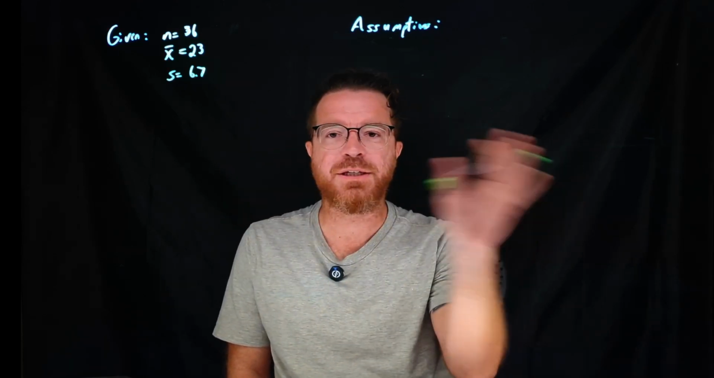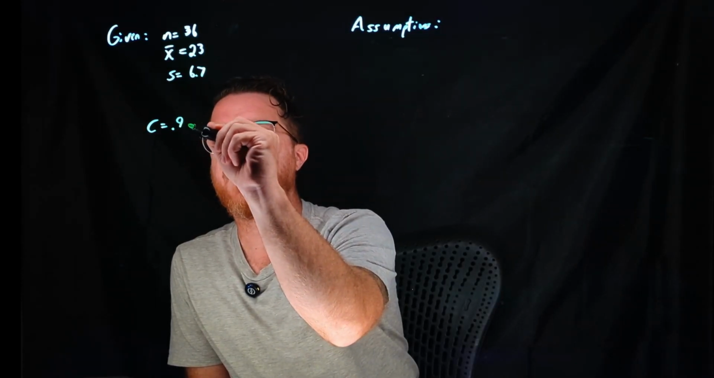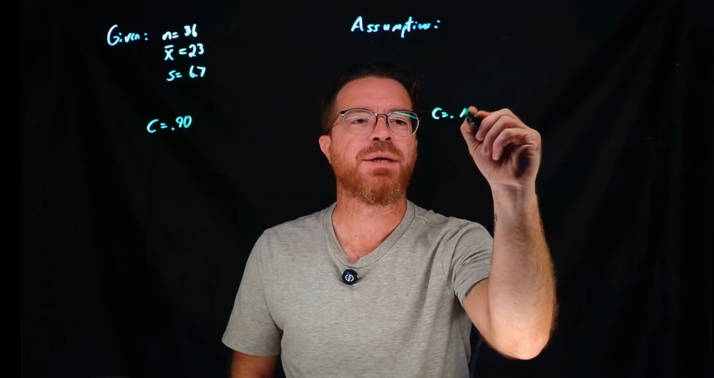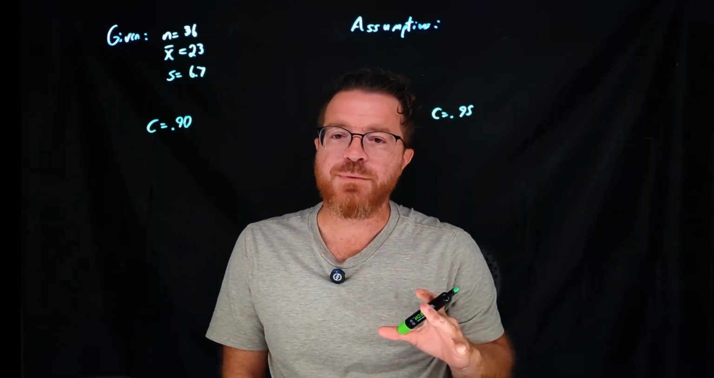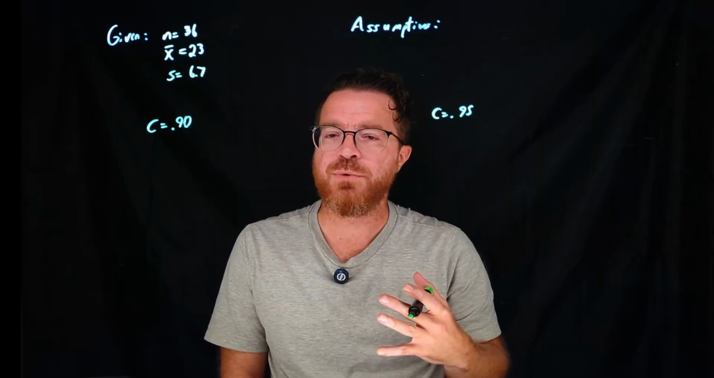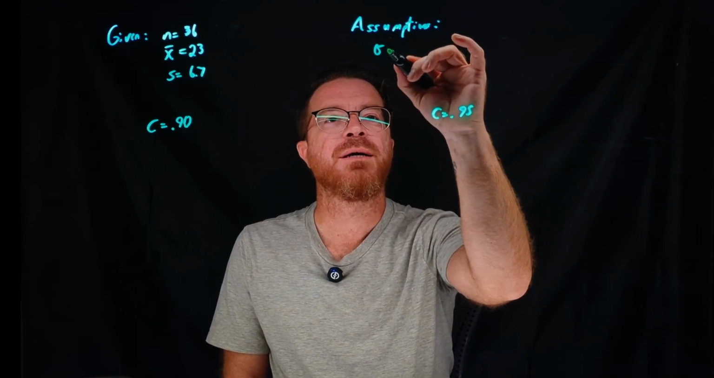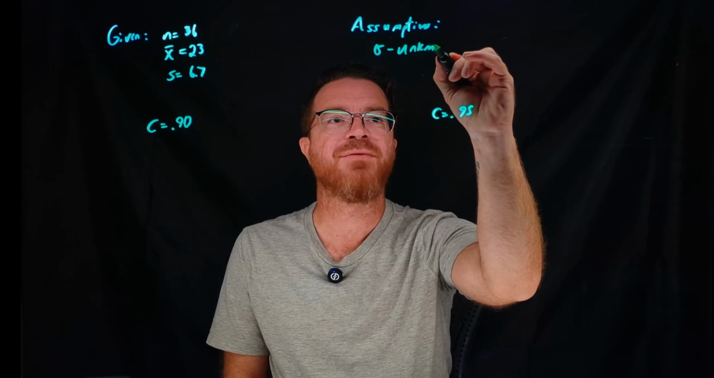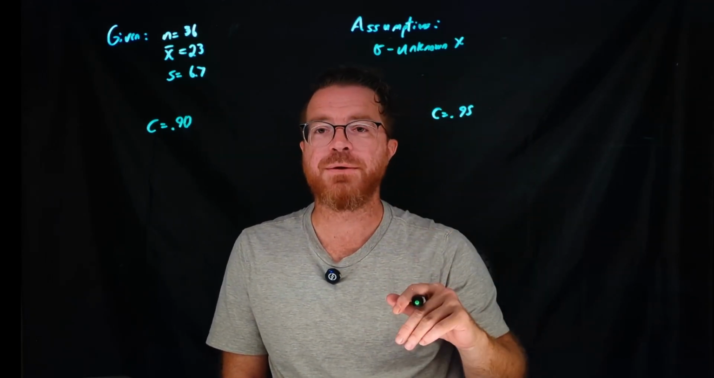Now I'm going to actually split this into 2 parts. We have C equals 0.90 and C equals 0.95. Now, before we can do this problem, we first need to see what sort of distribution we're using, so we're going to check our assumptions. We're going to look at, is sigma known? Well, in our case, sigma is actually unknown because we have s, not sigma. So in this case, that assumption fails.